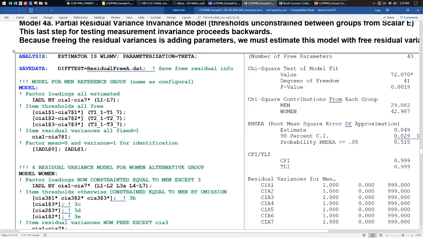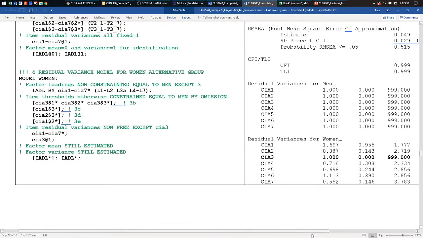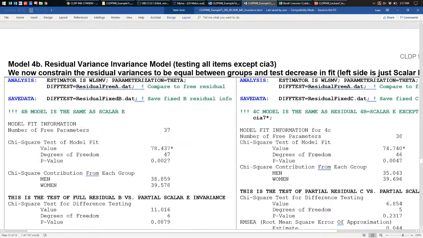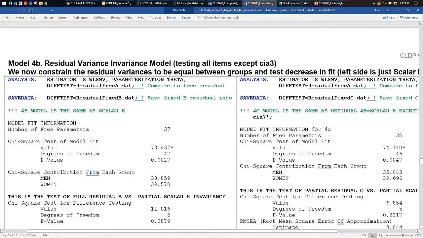So I'm saving this one as residual free A. I'm getting my fit. Here are the residual variances in the alternative group, except for 3 that's still fixed. And then now I use that free model as the comparison, as the bigger model, and I go back to the model in which they're fixed. So for consistency, I've relabeled this as residual fixed B. It is the same thing as scalar E. So I jumped one step ahead to free the residual variances that were possible, and now I'm going back to where I was to see if they need to be constrained, if they can be constrained.